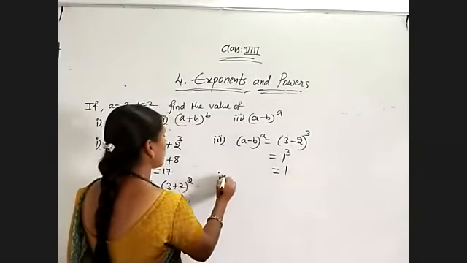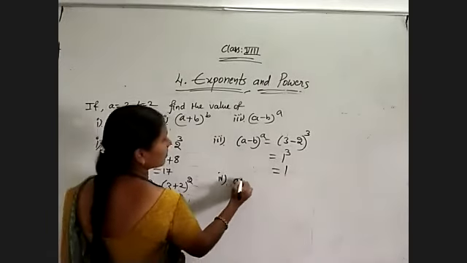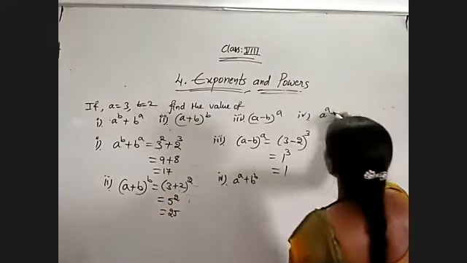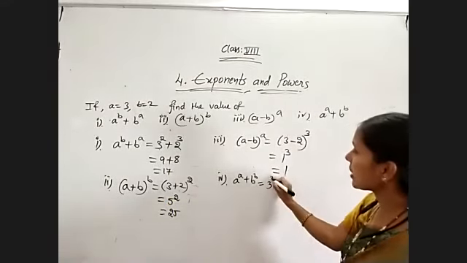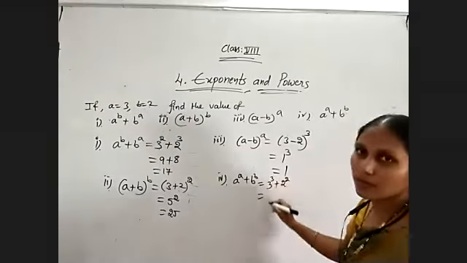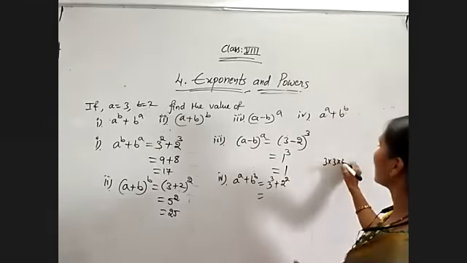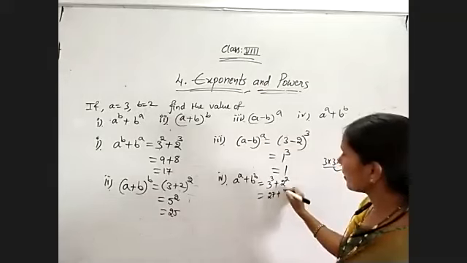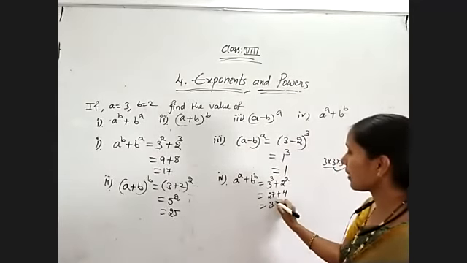Okay, and one more question is there, that is A power A plus B power B. So now what is A? 3. A power A is 3 cube. B power B is 2 square. Now 3 cube is equal to 3 into 3 into 3. 3 3s are 9, 9 3s are 27. Plus 2 square, 2 into 2, that is 4. So 27 plus 4, 31.